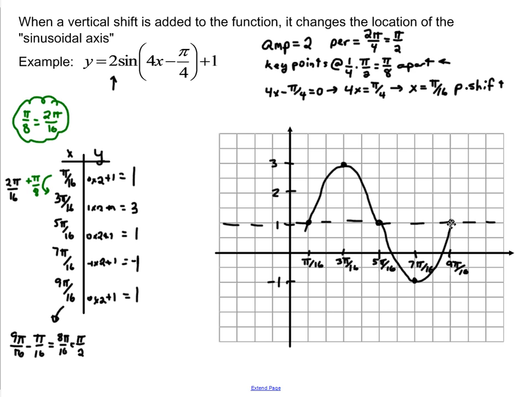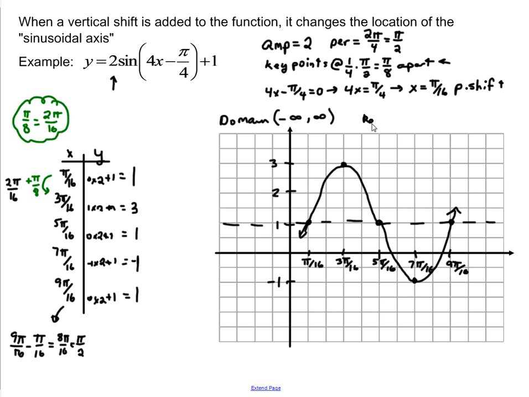Of course, the graph continues on into more cycles, but the other bit of information we might be asked to provide is the domain and the range. Well, the domain, it's a sine function, is really easy. The domain is going to be the set of all real numbers, -infinity to +infinity. Right? For a sine and cosine function, that's always true.